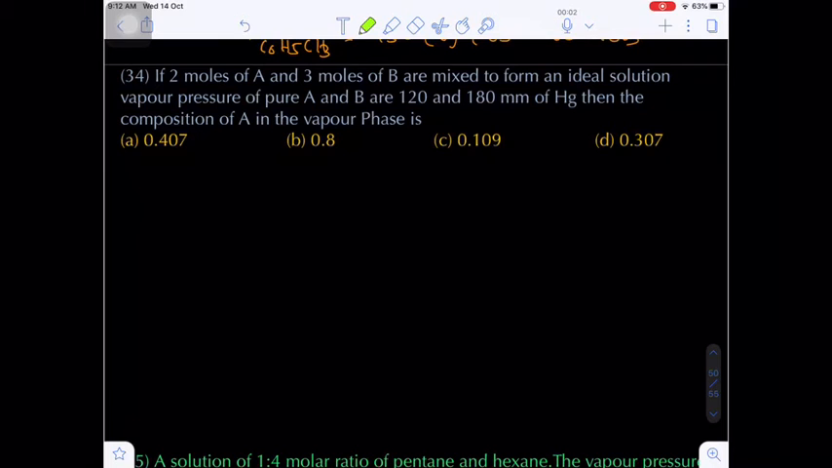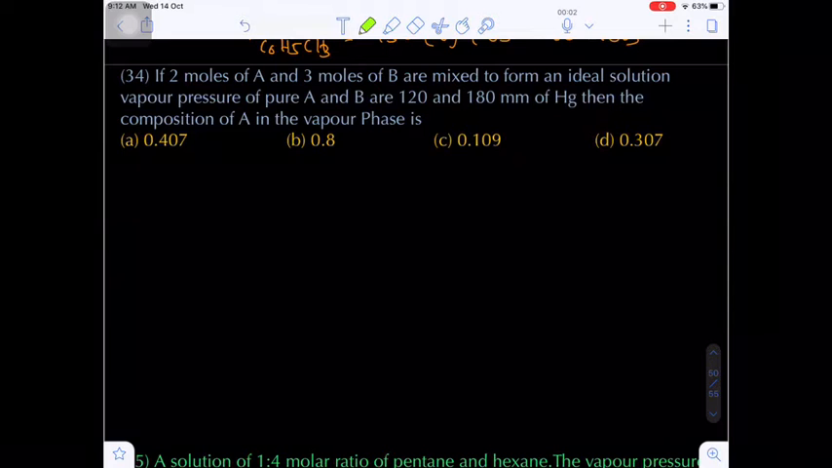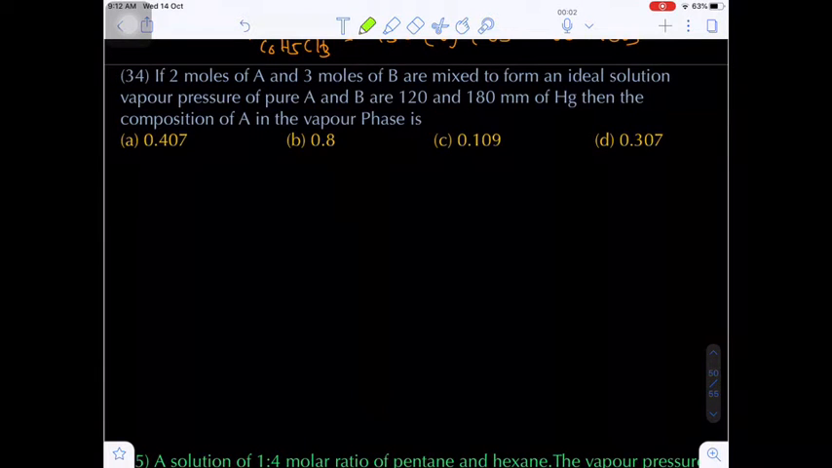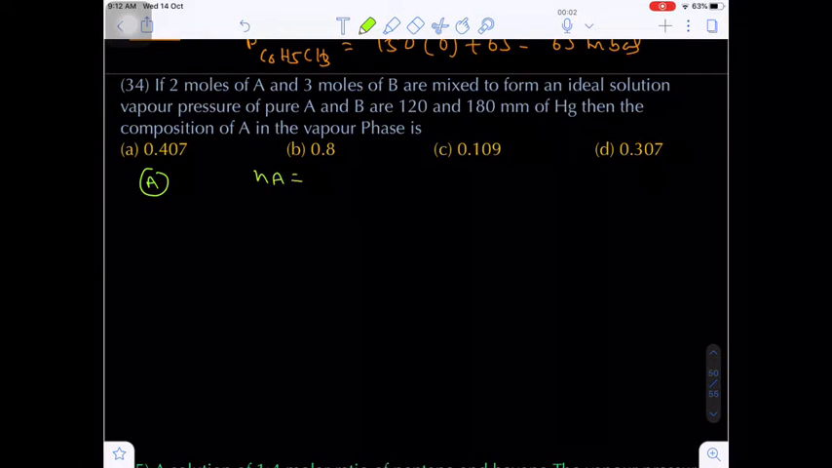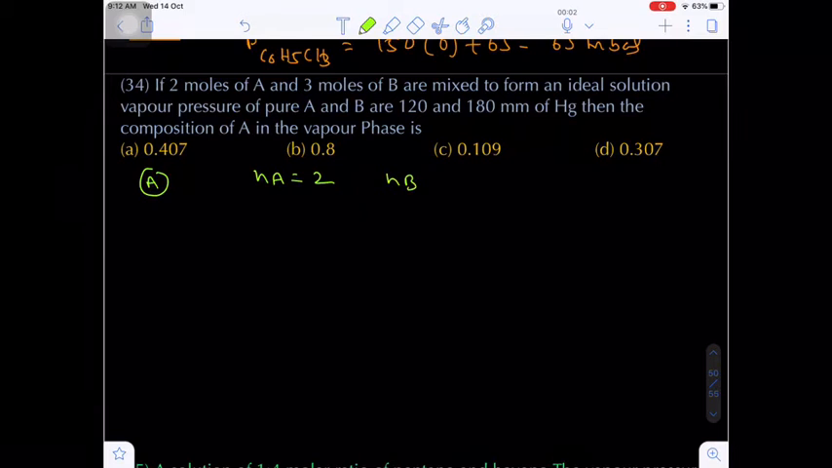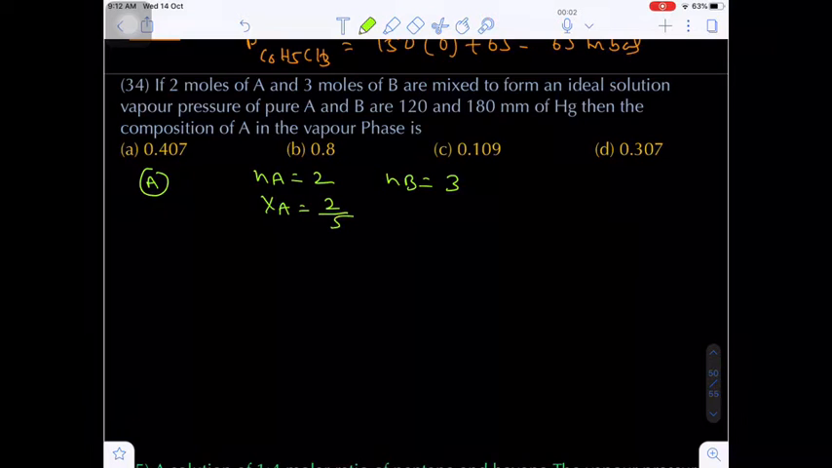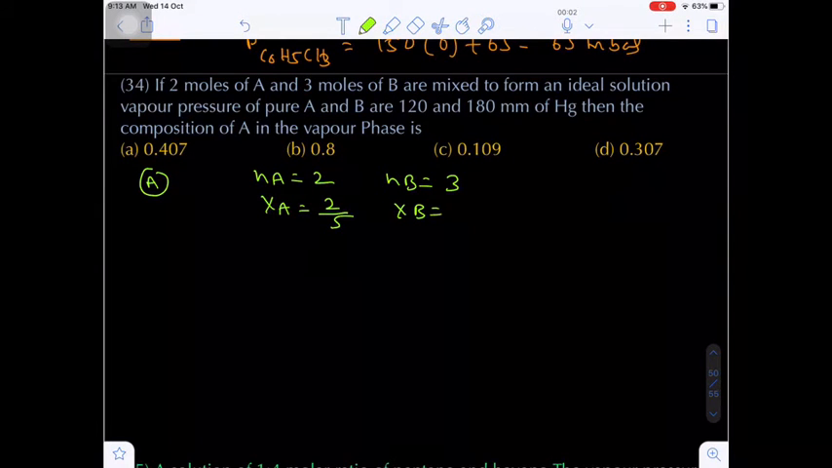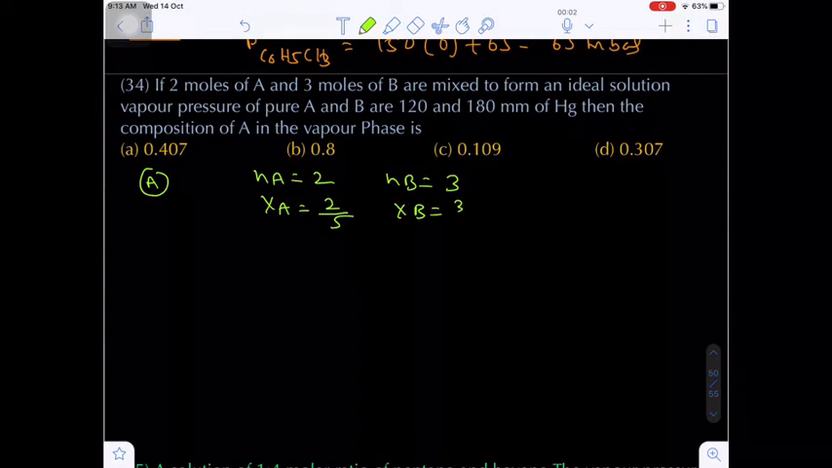Now question number 34. In question number 34, 2 moles of A and 3 moles of B are mixed to form an ideal solution, with vapor pressures of pure A and B being 120 and 180 mm. Then find the composition of A in the vapor phase. Now here you see, what is the number of moles of A given? 2 moles. And the number of moles of B given? 3 moles. What is the mole fraction of A in the solution phase? That will be 2/5. The mole fraction of A in the liquid phase is 2/5, and the mole fraction of B in the liquid phase will be 3/5.